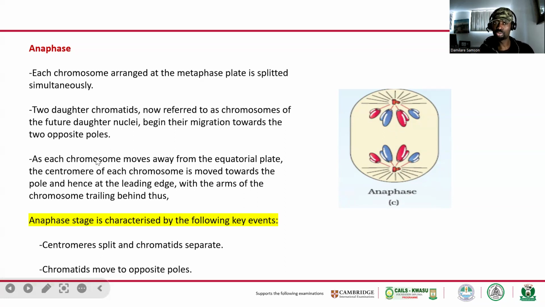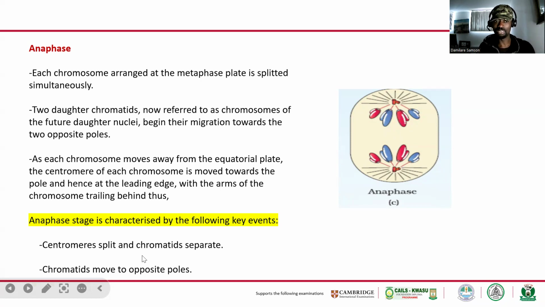Now, as each chromosome moves away from the equatorial plate, the centromere of each chromosome is moved towards the pole and ends at the leading edge with the arms of the chromosome trailing behind. As you can see, as they move away, you notice the centromere, which is at the edges, also moves with them towards where they are going.